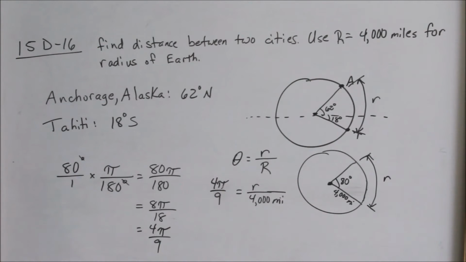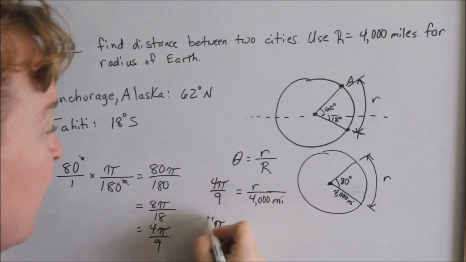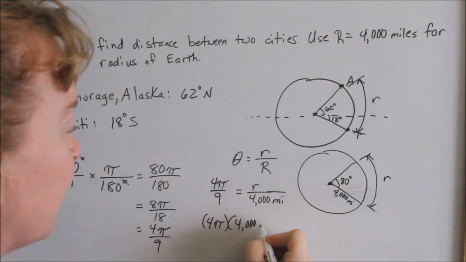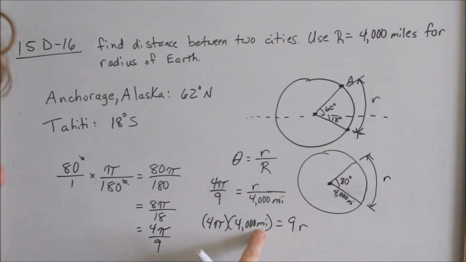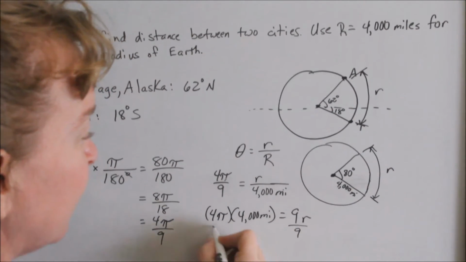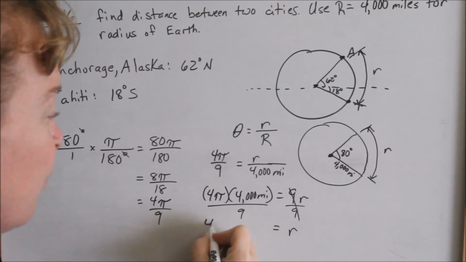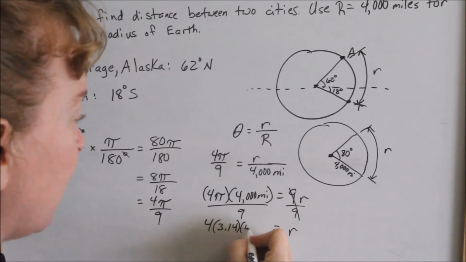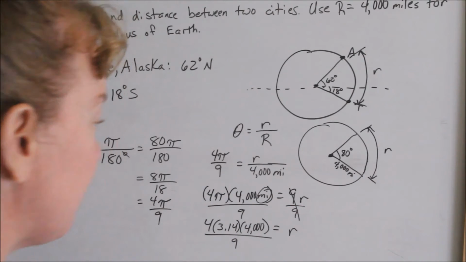Pi here, we're going to use pi as 3.14. Pi is pi. So now I can use cross multiplication to solve for my lowercase r. So that'd be 4 pi times my 4,000 miles. Notice now that miles is my only units that I have in this problem. So my final answer of r will be in the units of miles. Okay? Equals 9r. So solving for r, divide 9 to both sides. So now it's just a matter of, this is 4 times 3.14 times 4,000 all over 9, and miles should be my units.